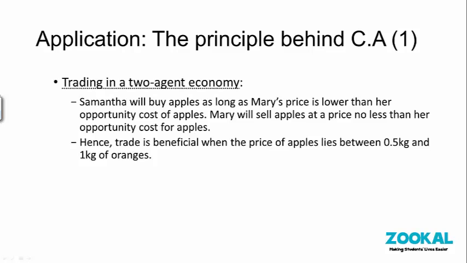Why? Because you want to maximize the amount you sell it for so that you can earn a profit. If the price of apples is less than Mary's opportunity cost for apples, then she would be losing value in a sense. So you can see from the example we just talked about, trade is only going to occur when the price of apples lies between 0.5 kilos and 1 kilogram of oranges in this case.